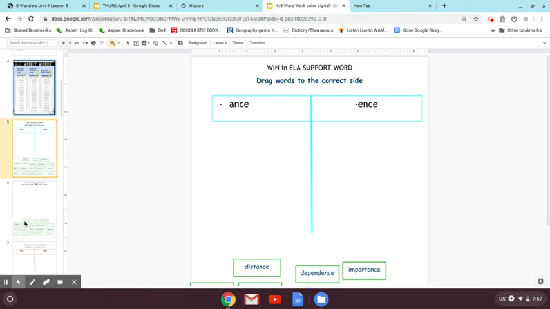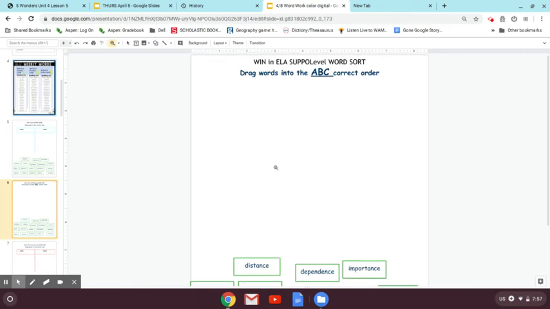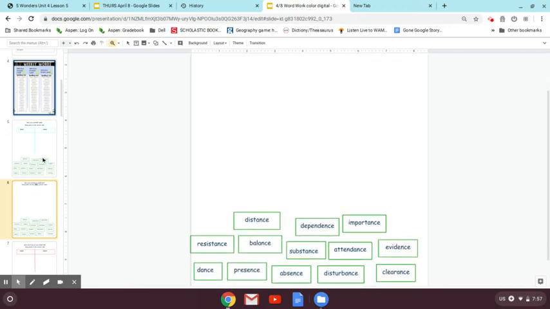Words. I have to add an S there. Looks like I need to do a little spelling check myself up there, but this would be the ABC order page, and you drag and drop your words in ABC order. You can see the words are down there. So that's the support level.